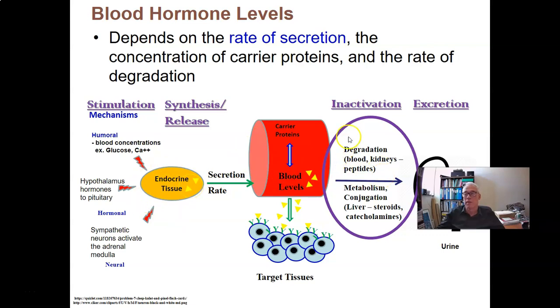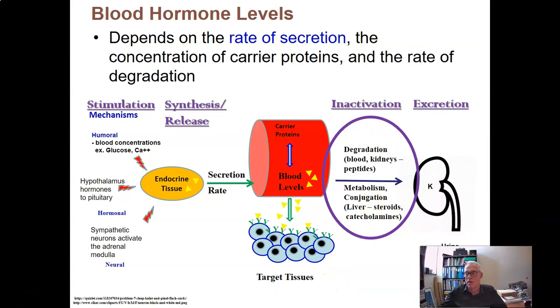Now, as I said, the way we control blood levels is by controlling the rate of secretion and release, because these removal processes are constitutive. Constitutive just means they're always going on. We're not regulating these processes. They're just always happening at a set rate, so we don't really worry about them or think much about them when we're talking about how we regulate hormone functions.